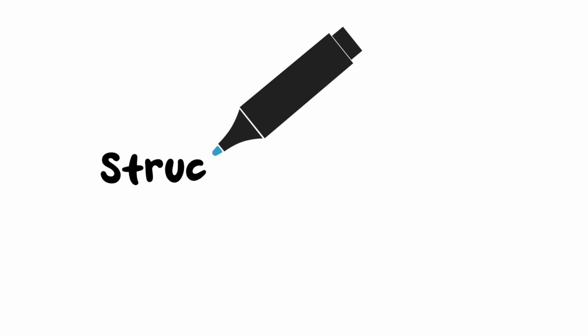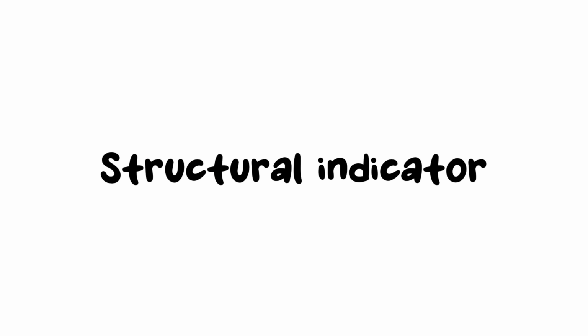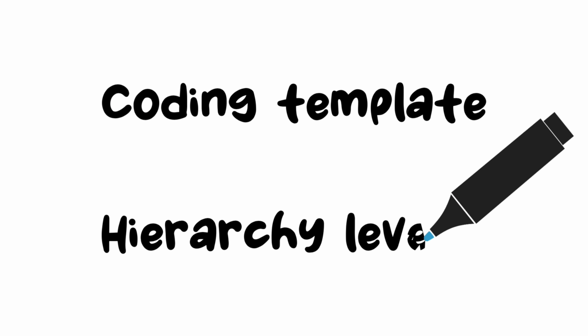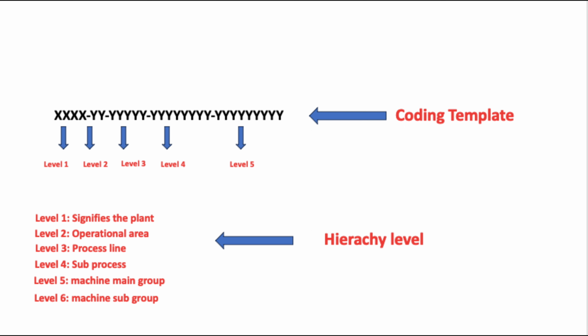The coding templates and the hierarchy levels, they both make up the structural indicator. Okay, so when you have the coding templates and you have your hierarchy levels, these two actually make up a structural indicator, and I will explain how for you. Now, what does this coding template do? What is a coding template? Why do I need a coding template?